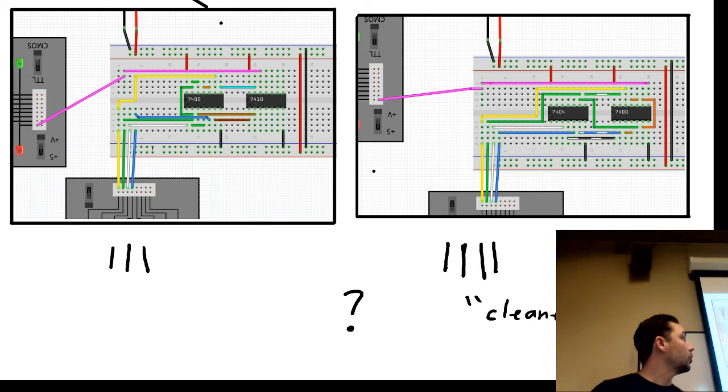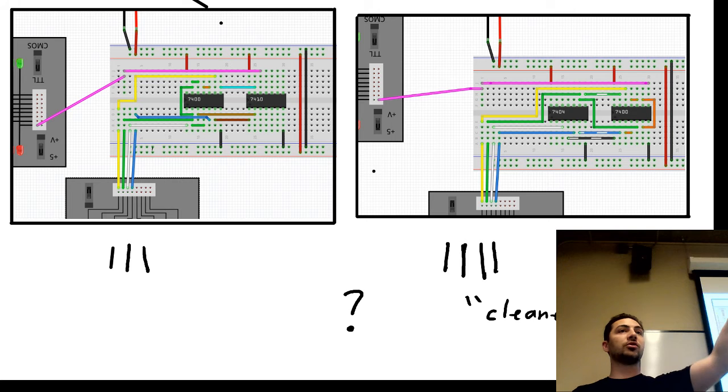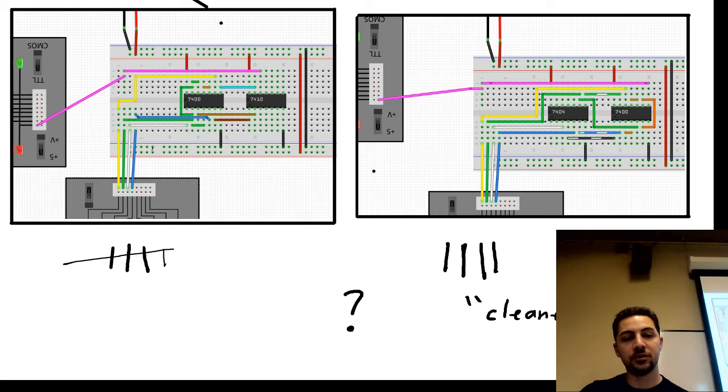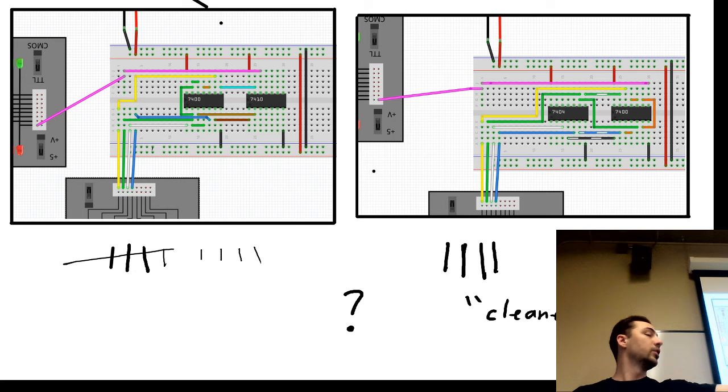Raise your hand if you would rather build the one on the left. That was the first one, right? The one on the left. Yeah. Left. So I count 1, 2, 3, 4, 5, 6 hands. So that's plus 6. Raise your hand if you'd rather build the one on the right. 1, 2, 3. You guys are gonna have a problem.